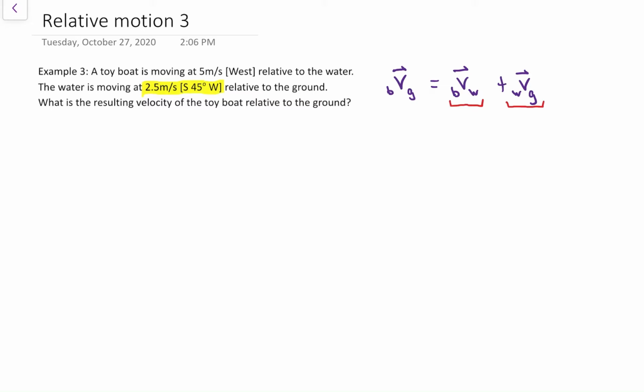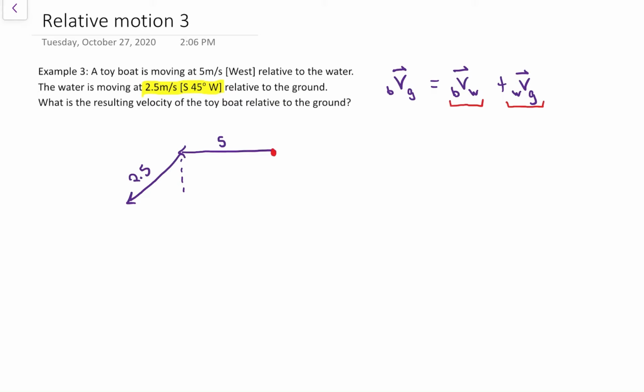I'm going to draw the 5 meters per second west. So pointing that way, that's the 5. Where that vector ends, I'm going to draw my second vector. I need a reference line. We're 45 degrees away from straight south, so going this way, and it's 2.5 long. A little bit messy, but that's what it looks like.